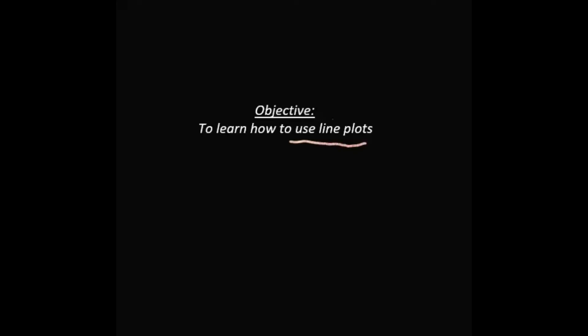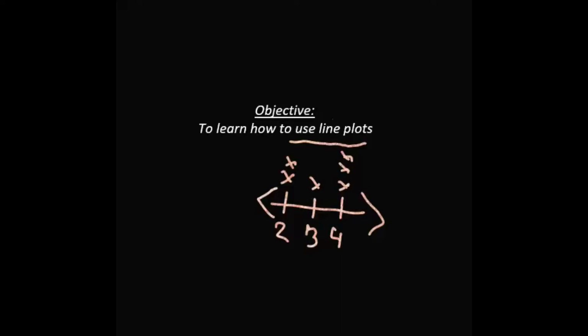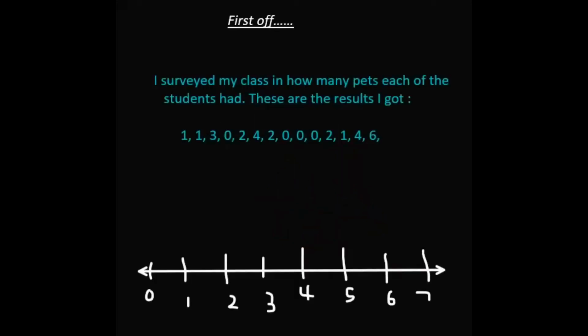And a line plot is something that looks like this. So it has numbers, right? Like 2, 3, 4. And then there's an amount for each number. So 2 has 2 in it, 3 has 1, and 4 has 3. Okay, so that's a line plot. And we're going to be learning how to use that line plot. Not exactly that one, but a line plot like that.